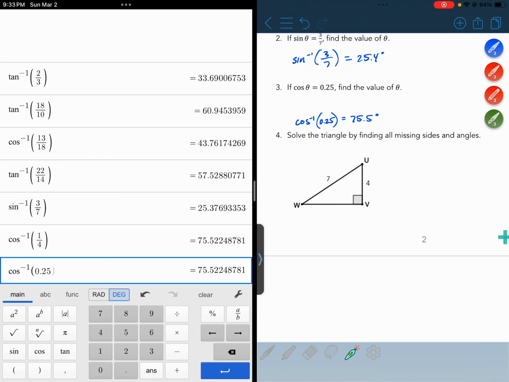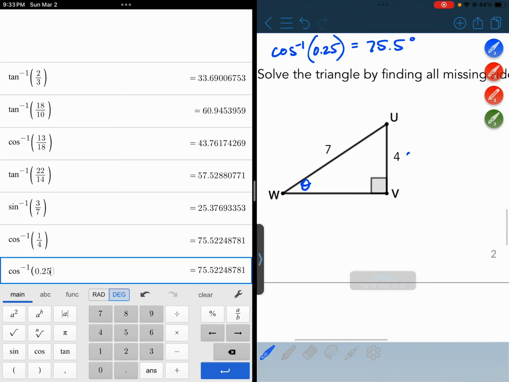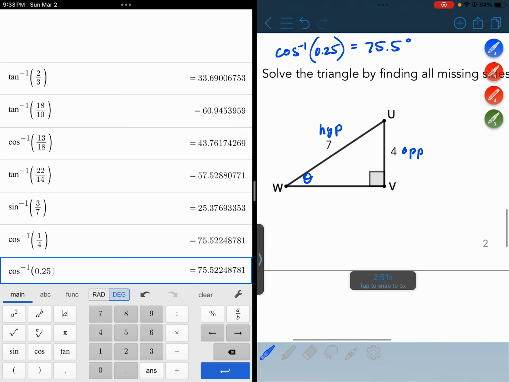All right, our last question, number 4. Solve the triangle by finding all missing sides and angles. Well, we're kind of on a roll here with the inverse trig, so let's stick with it. I'm going to find the angle W. So 4 is the side opposite to that. 7 is the hypotenuse of the triangle. So I basically know the sine ratio, right? The sine ratio is 4 to 7.